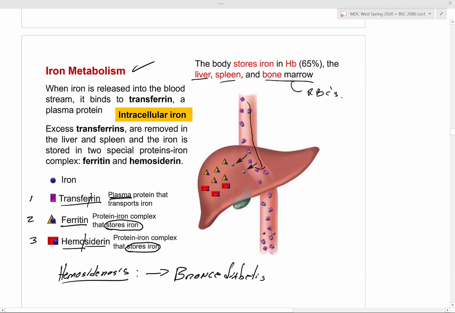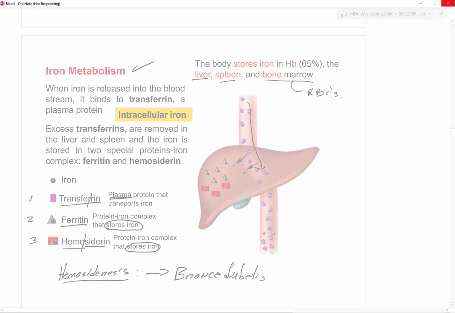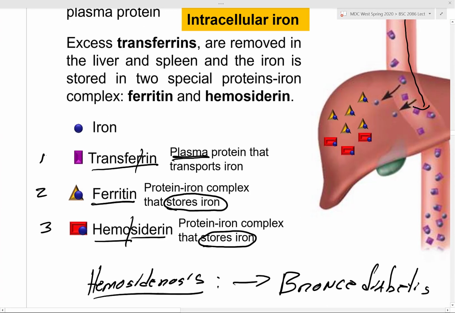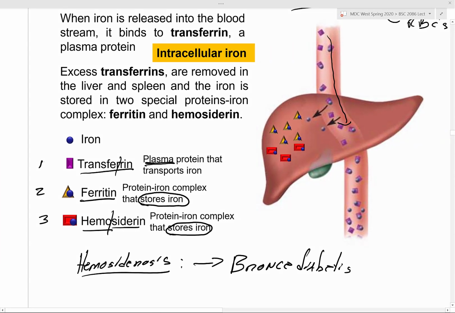So iron metabolism. The body stores iron in about 65%, and that is in the liver mainly. Anything else? You have things that actually move the iron around, and that is what? Transferrin, ferritin, and hemosiderin. That's what allows for the iron to be stored.